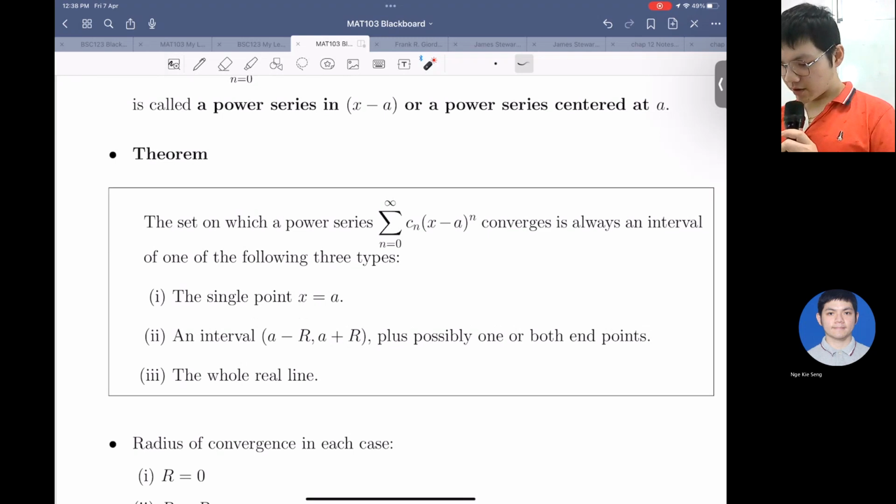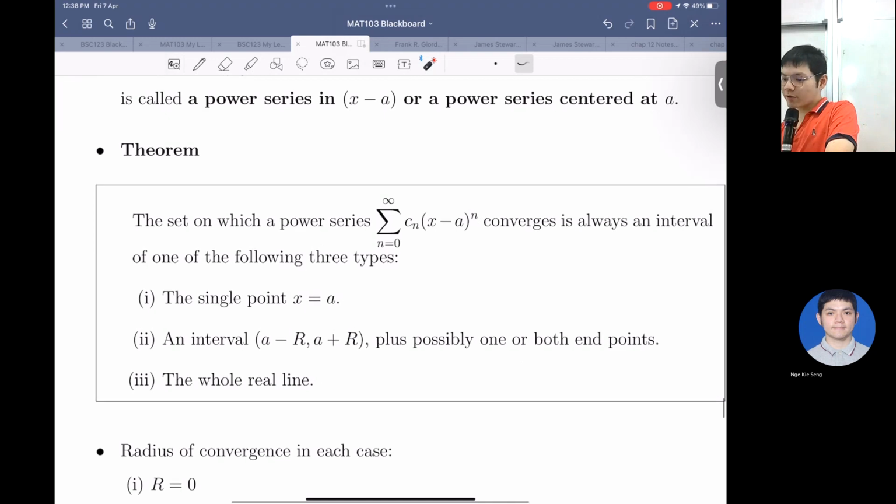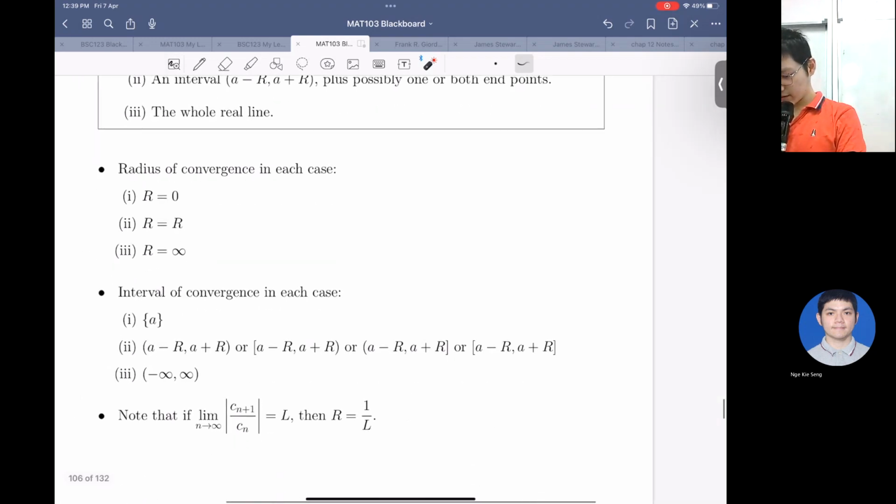So this is the theorem. So why do we have such an interval? Because a power series always converges in an interval. Okay. So either at the point itself, or some radius r away from a, or the whole real line. So this is a general principle, even if you shift the power series. Next, going.